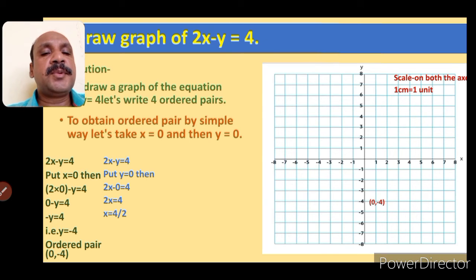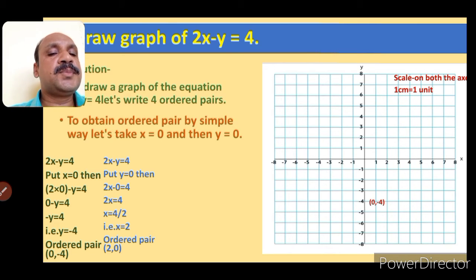x is equal to 4 upon 2. We know 2 2s are 4. That means x is equal to 2. Therefore, the ordered pair is (2, 0). Now we plot this point on graph paper. Here, (2, 0) on the x-axis.